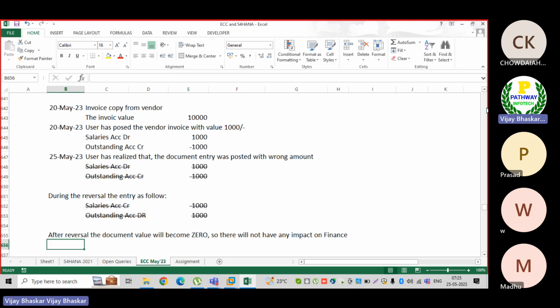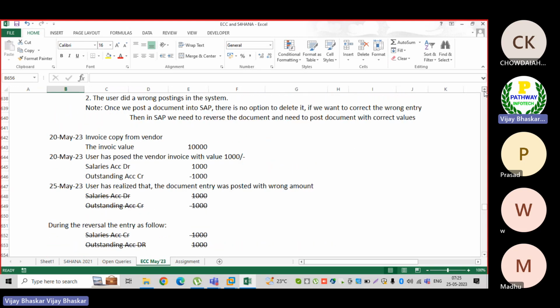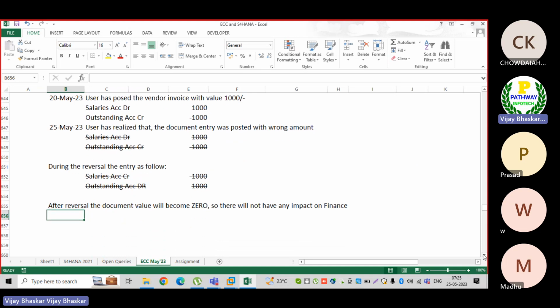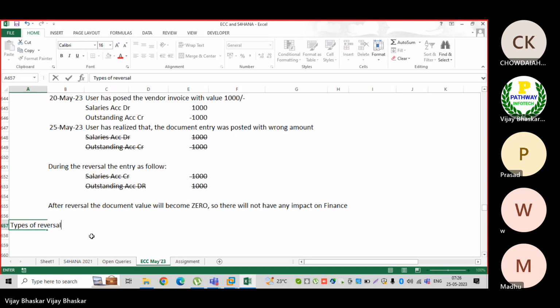This is what we need to understand: why we would require the reversal concept. Then there are different types of reversals in SAP. So now let us discuss the types of reversal. I have given the example here of how the reversal concept works in the system. Then types of reversals in SAP.